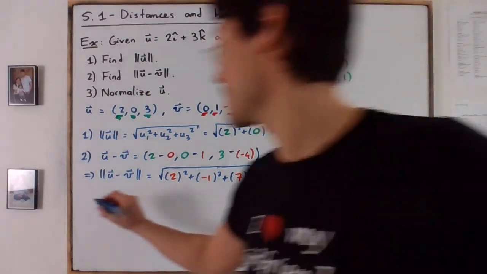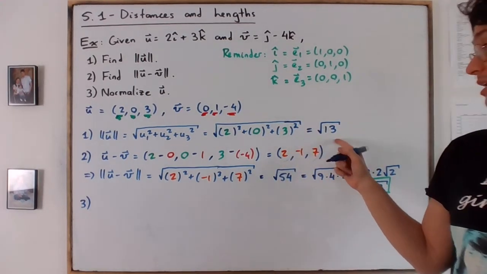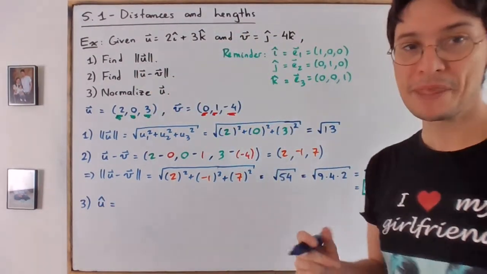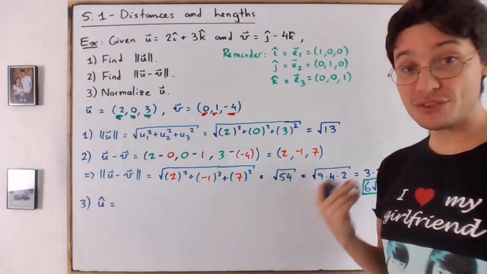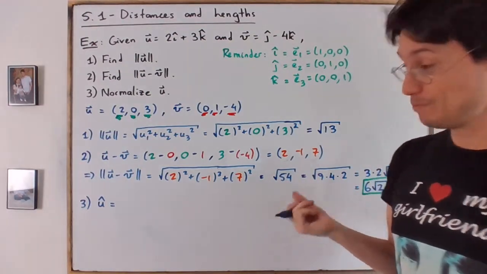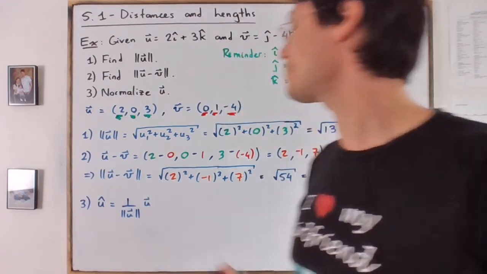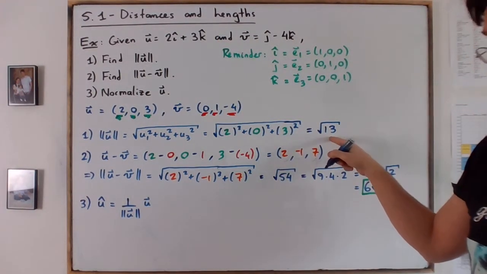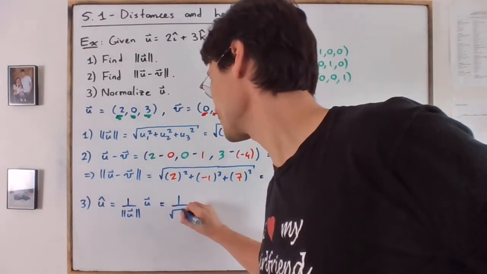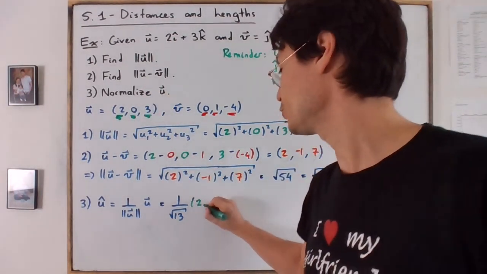Now let's do number 3. Okay, normalize u. Well, we have the norm. The norm is root 13. To normalize u, we call this u hat. The hat notation represents a unit vector. It's just to tell the reader that this guy has unit length, only one unit of length. To produce it, remember that the only thing you need to do is to scale u down by its norm, which is right here. So 1 over root 13 multiplied by the vector u itself, the one with components 2, 0, 3.